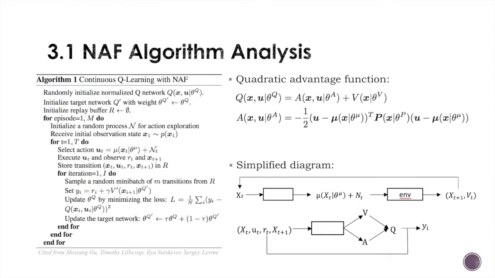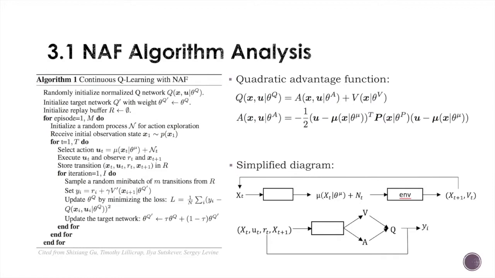At each time step, we update the current network for I times. Each time, we sample some experiences from the replay buffer, use one-step bootstrapping to get a TD target, and update the current network and the target network.